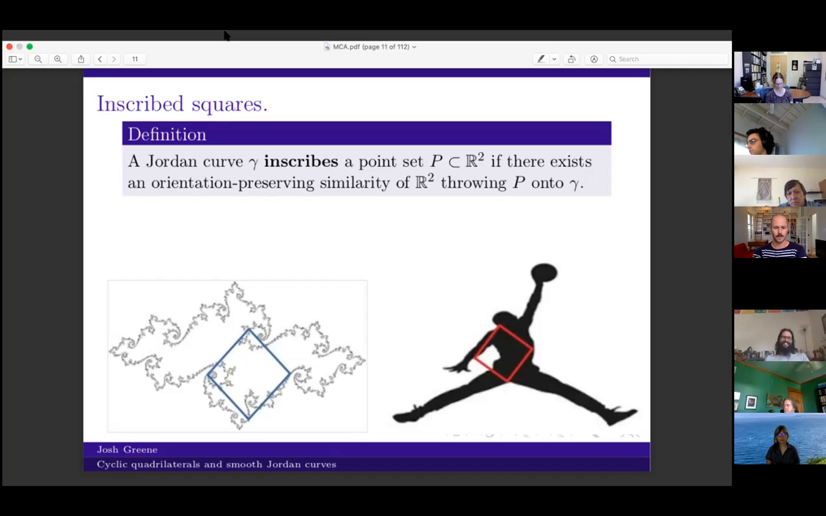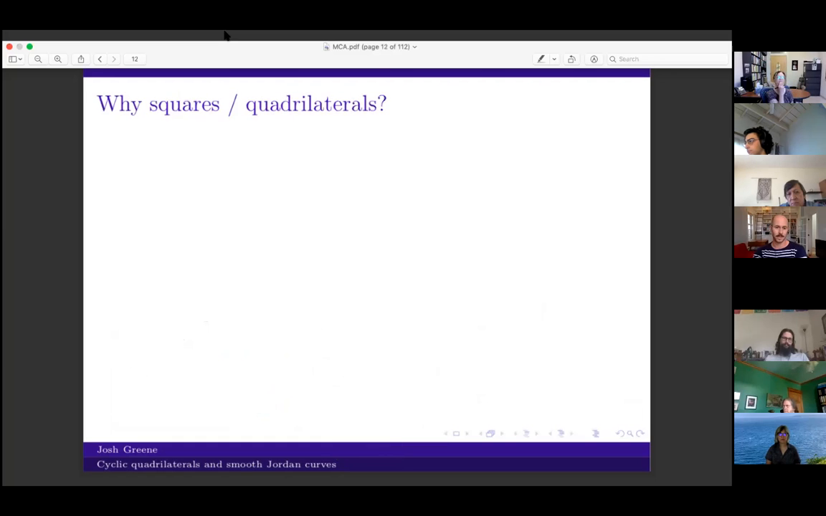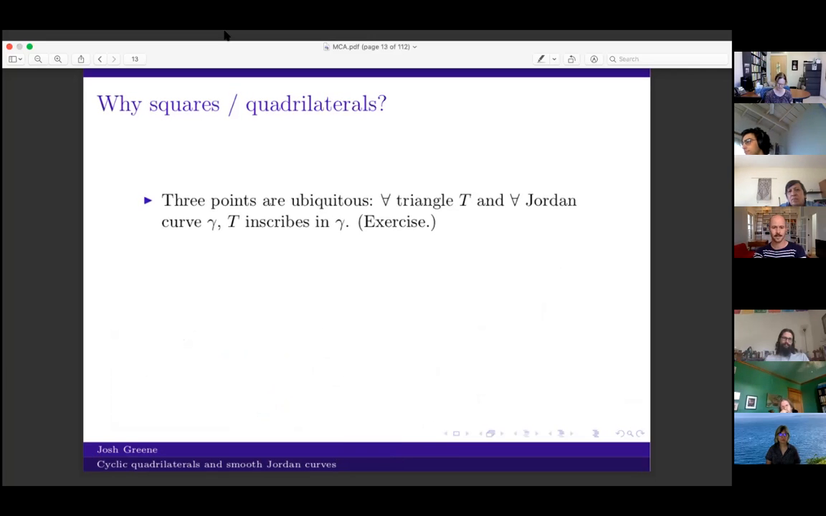Maybe before getting into progress on this problem, let me frame it a little bit more. You might ask why this is a natural feature to look for. Well, on the one hand, you can justify it by saying that if you're looking for 3-point configurations on curves, the problem is underdetermined. So actually, if you have any triangle and any Jordan curve, you can find an inscription of the triangle in the curve. And that's a pleasant exercise.